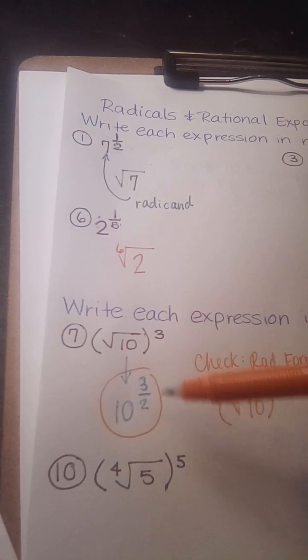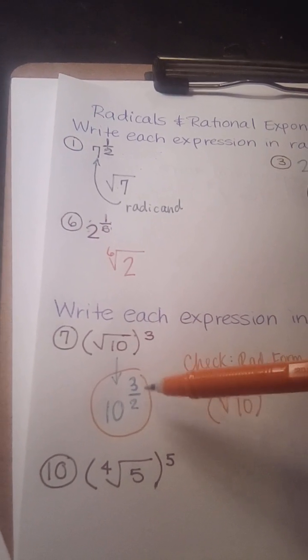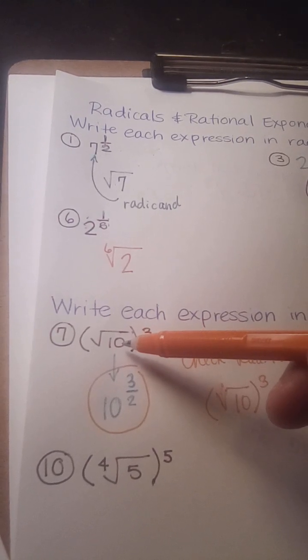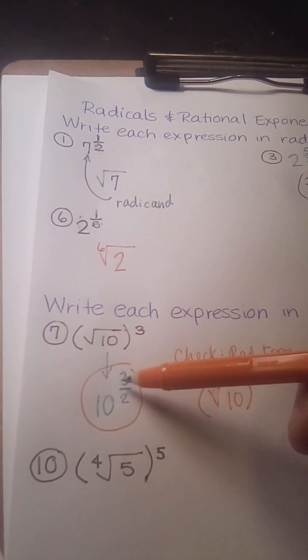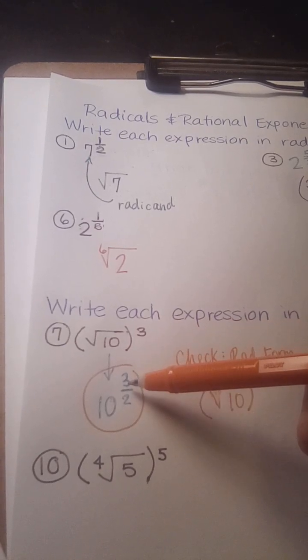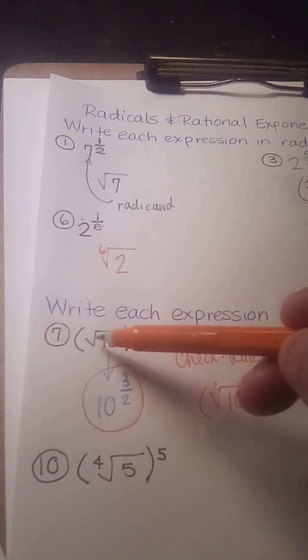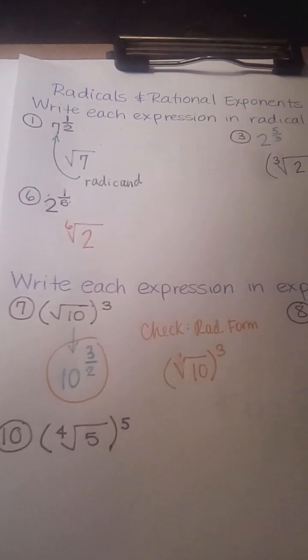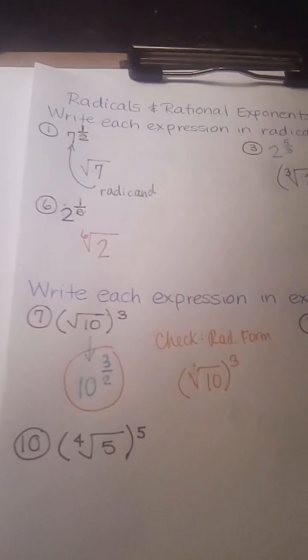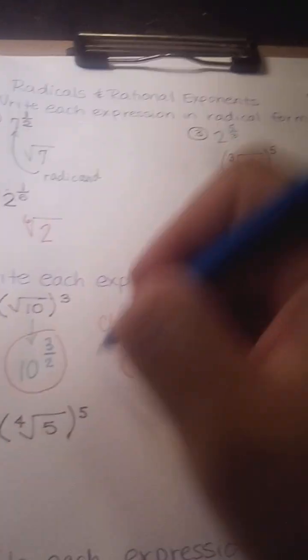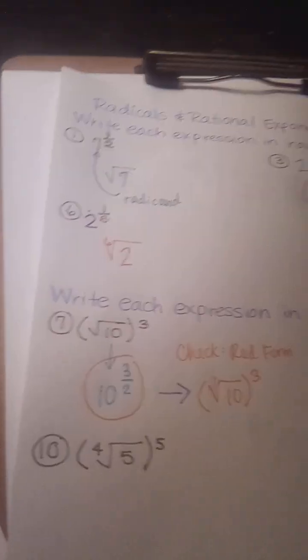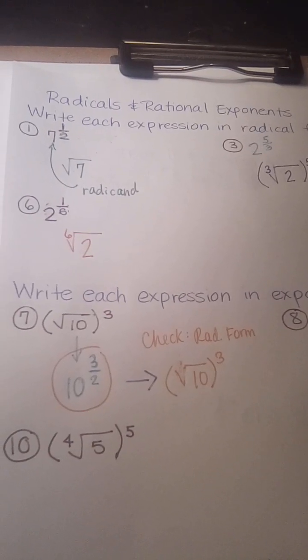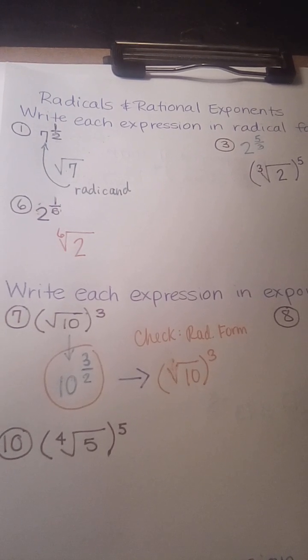So in order to convert these into exponential form, you had to take what's inside the square root as the base, and the exponent is the power as the numerator, and the index is the denominator, and that's how you do the exponential form. So any questions on number 7? All right, let's go on.